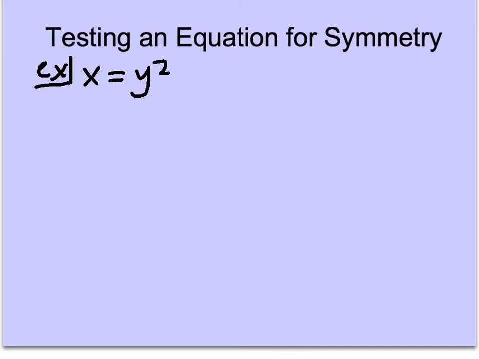So I want to test this equation, x equals y squared, for symmetry with respect to the x-axis, with respect to the y-axis, and then with respect to the origin. So if I'm going to test the graph of the equation for symmetry with respect to the x-axis, I'm going to replace the y with the opposite of y in the equation. So I've replaced y with negative y, and I want to see if, once I simplify, I get an equivalent equation to what I started with. So I have x equals, and negative y to the second power is just y to the second power. And since I get what I started with, I know that this equation has symmetry with respect to the x-axis.